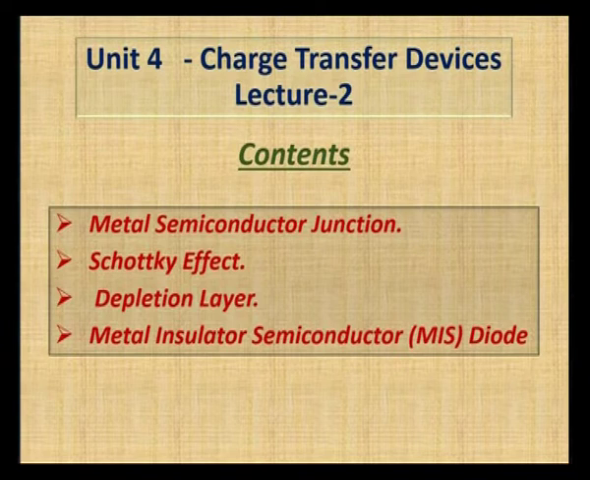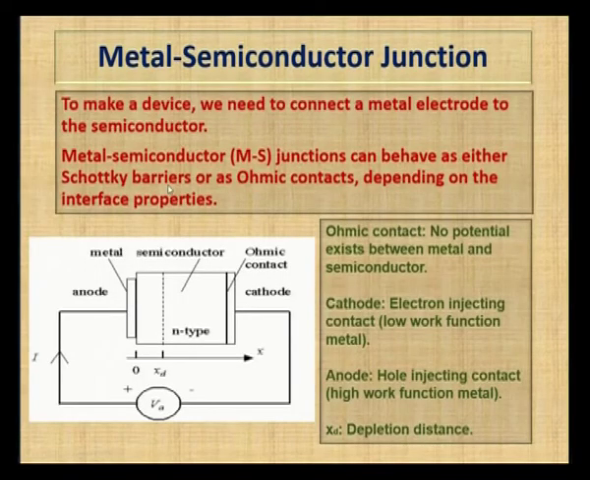Let us start with the metal semiconductor junction. This metal semiconductor junction is formed by sandwiching the metal with semiconductor. So, we need to know about the energy diagram of metal as well as semiconductor. There is a difference in metal and semiconductor energy band diagram. So, this is going to change the properties when we make contact of metal and semiconductor.